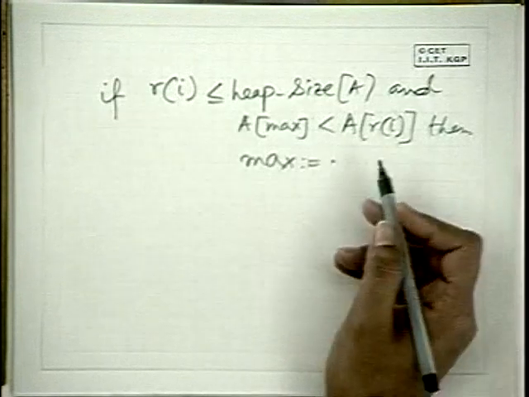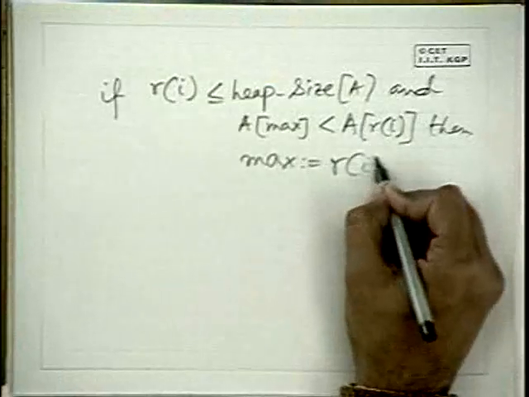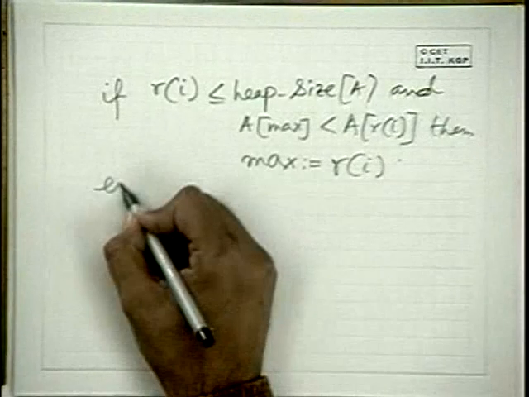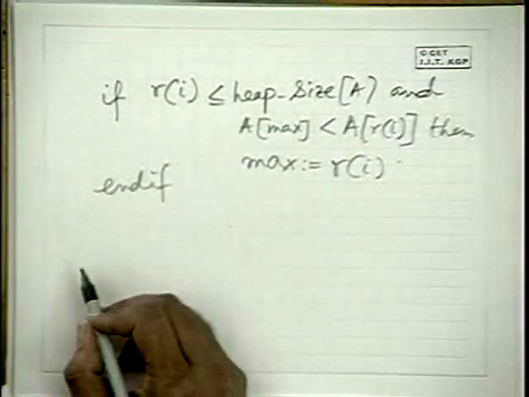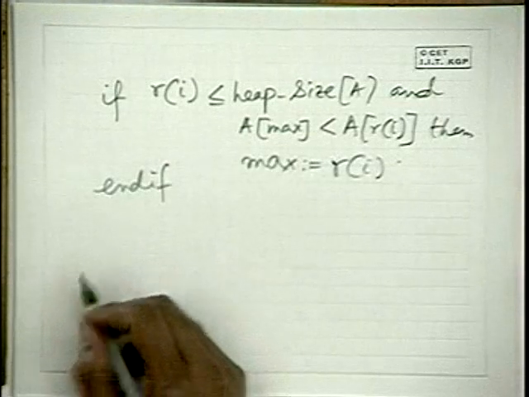If A of Ri is greater than A of Li, then max is getting basically A of Ri. So Ri, and this is the end if. So after this one, what should you do? Now I know.